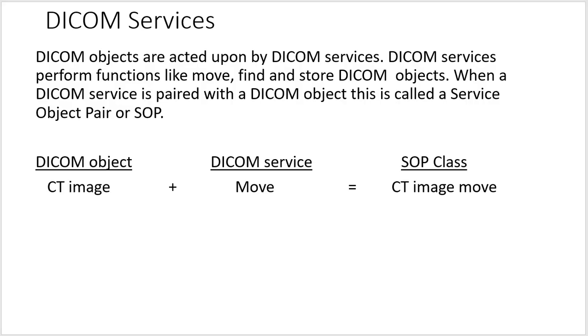Now, objects are acted upon by DICOM services. DICOM services perform functions like move, find, and store DICOM objects. When a DICOM service is paired with a DICOM object, this is called a service object pair, or SOP. So if the image, the object, is a CT image, and that image is going to move from one place to another, the service is move. And so you end up with a SOP class of CT image move. And so you can see it's a combination of the object CT plus move results in CT image move.